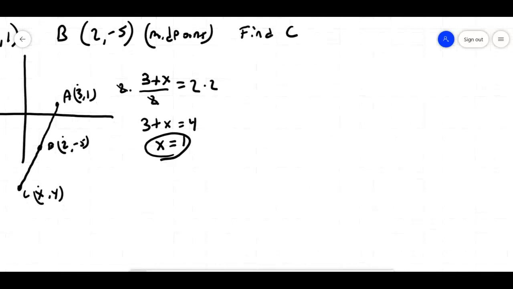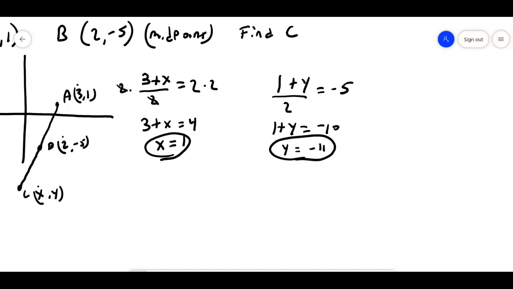Okay, we're going to do the same thing with the y's. So I know one of the y's is 1. One of the y's is missing. I divide by 2, and I know the answer should be -5. Okay, so again, I times both sides by 2, and then I subtract 1, and so that answer would be 1, -11.